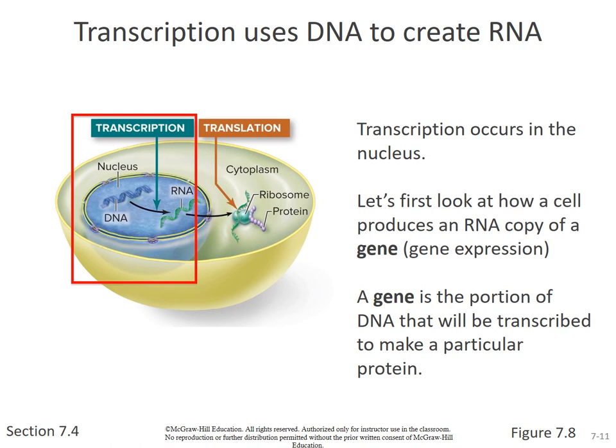Let's first look at how a cell produces an RNA copy of a gene. And so a gene is a portion of DNA that will be transcribed to make a particular protein. So the bit of DNA that is being transcribed is called a gene. And that bit of DNA that's being transcribed will eventually create a protein. And so a gene is a portion of the DNA molecule that codes for a particular protein.